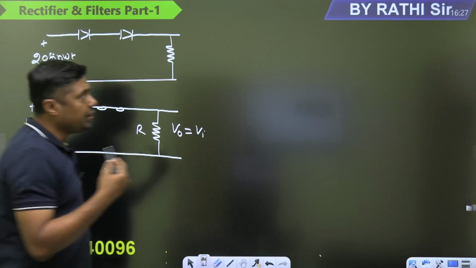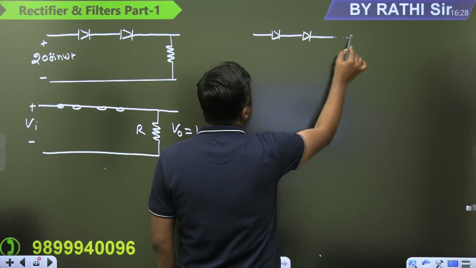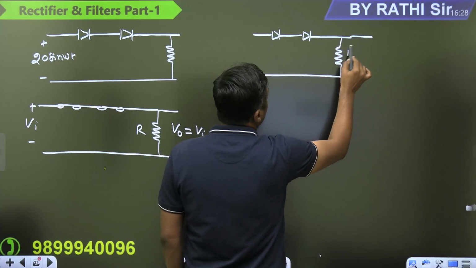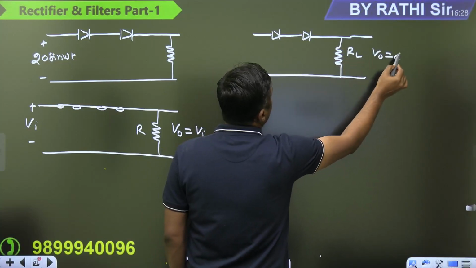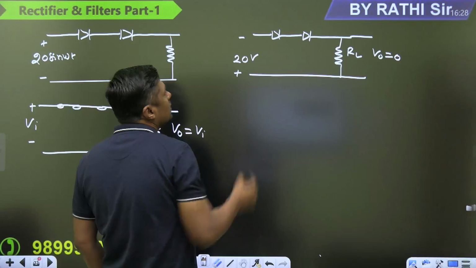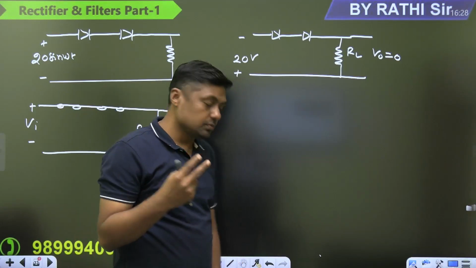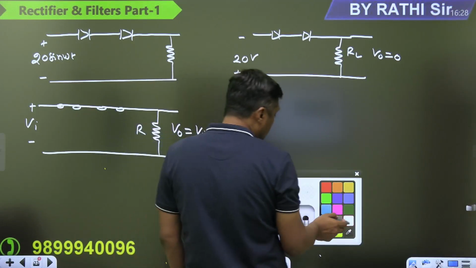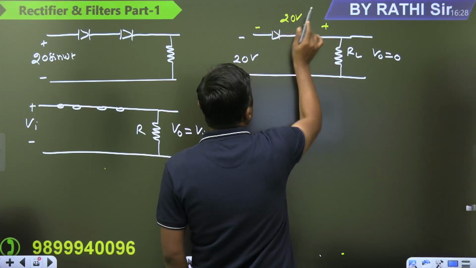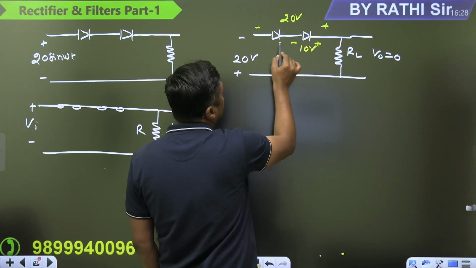But during the negative half, what is the output voltage? 0. Why? Because there is no current. 20 volt. Now this 20 volt will appear across the two diodes. So what is the voltage across a single diode? Both act as open circuit, and they are similar diodes. So what is appearing across the single diode? 10 volt, 10 volt.